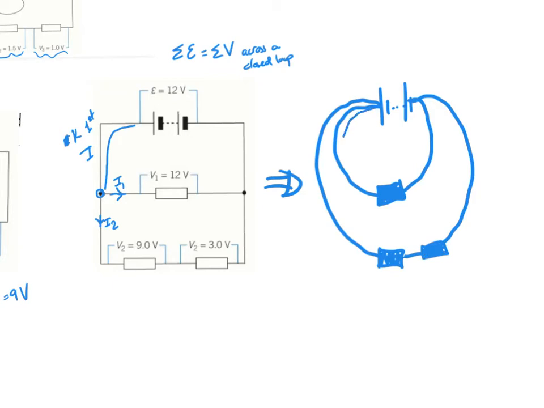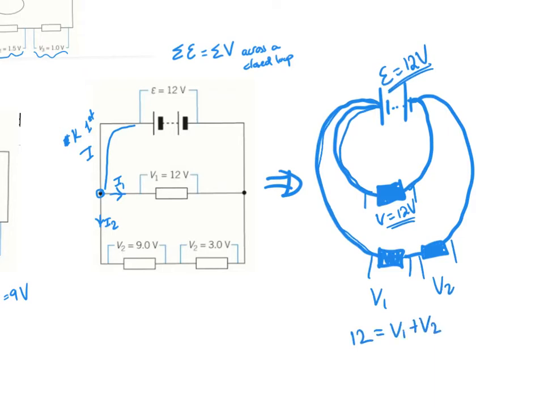So if this is one loop and the EMF is 12 volts, then across this component, the potential difference should also be 12 volts. So the sum of EMF is equal to the sum of the PD across a closed loop. Now if I take the second loop, this one, the sum of EMF should be equal to the sum of the potential difference across this loop. So 12 volts should be equal to V1 plus V2, which is 9 plus 3, which is 12.